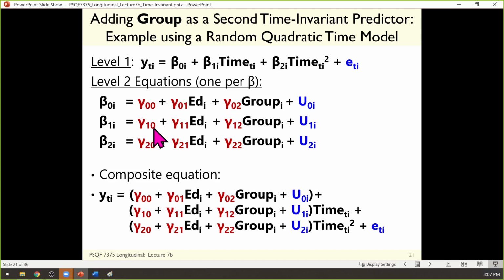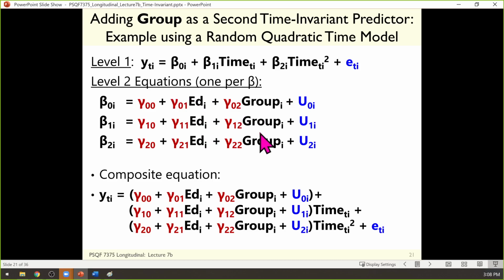Gamma 10 is the intercept of the linear slope. Gamma 20 would be the intercept of the quadratic slope. I know that sounds crazy, but that's one way people talk about this. If slope is the concept that you're predicting, the intercept of the slope is just the fixed slope, because that's what you would have if you had nothing else in the model, right? It has to be that as a minimum combination.